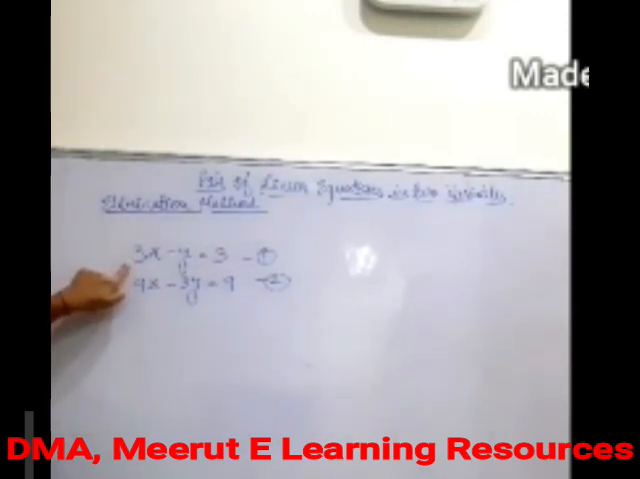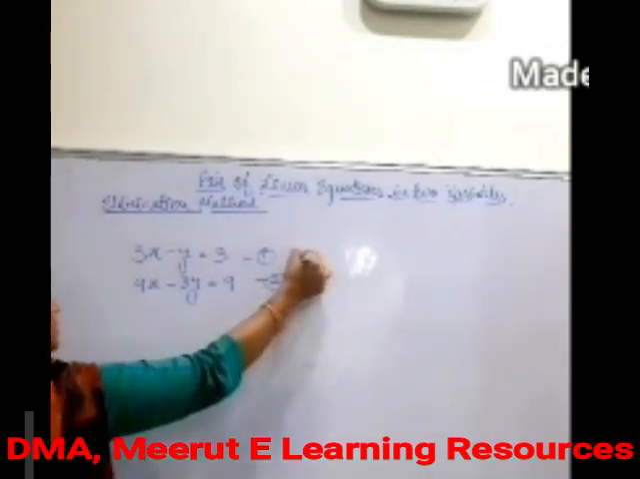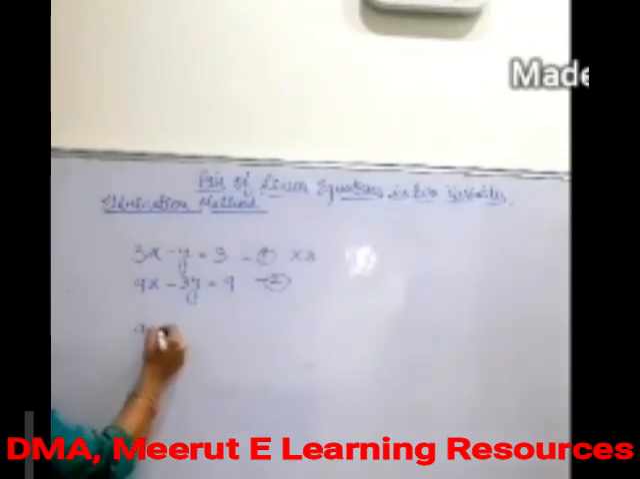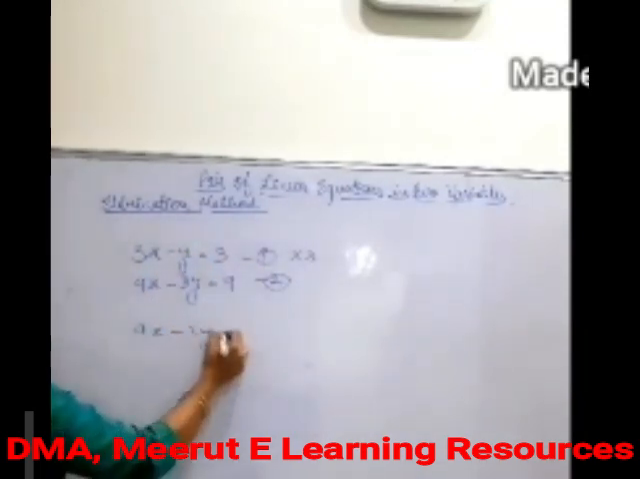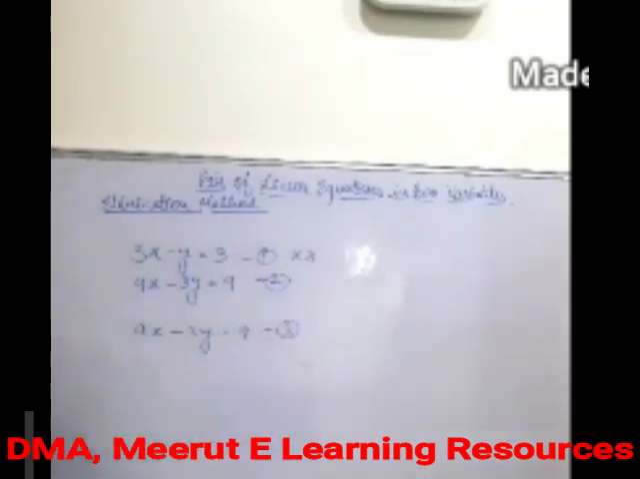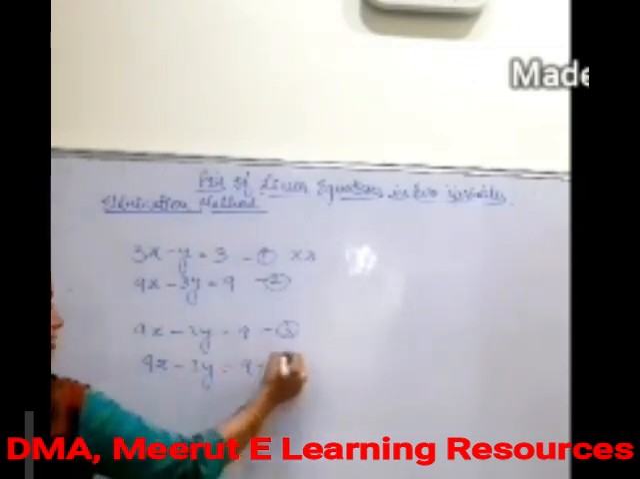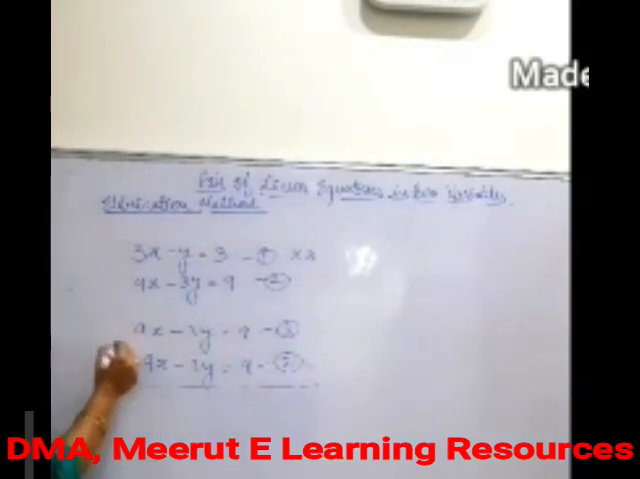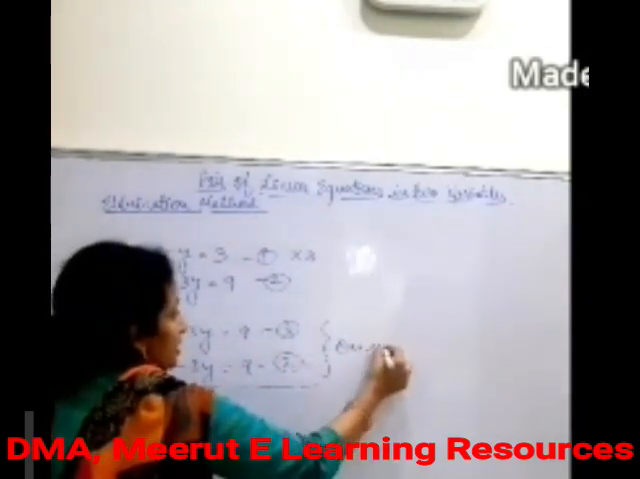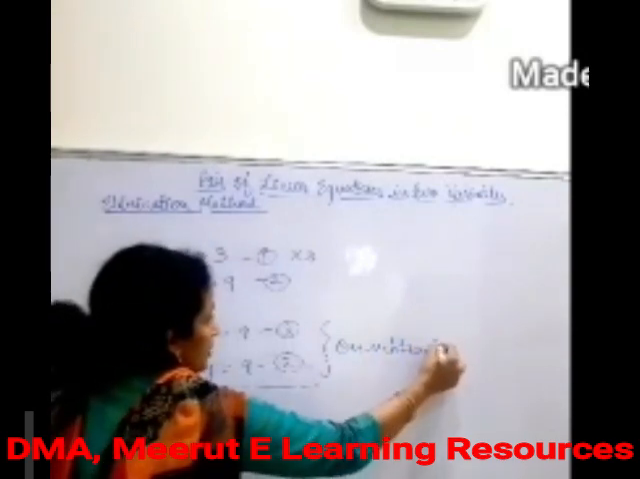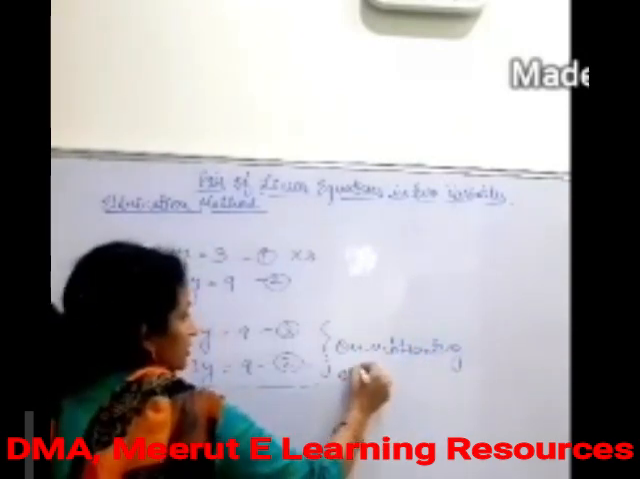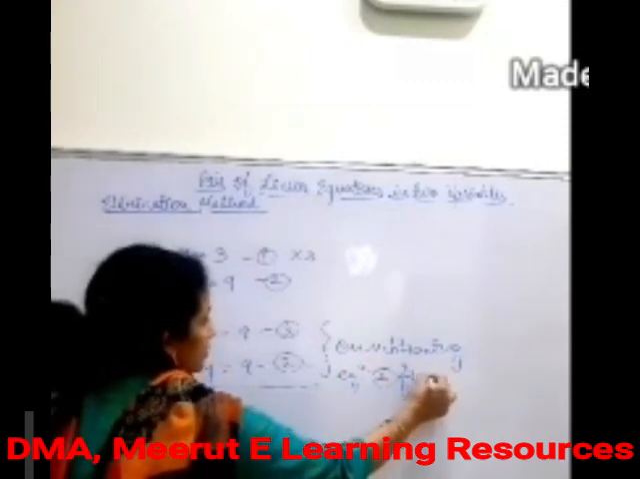So I will multiply first equation by 3. There is no need to multiply the second equation, or you can say you can multiply it by 1, but there is no need as we are going to make it equal. So I will multiply it by 3. So what I will get? I will get 9x minus 3y equals to 9, and that will be named as equation number 3. I will write down the second equation and then subtract equation 2 from 3.